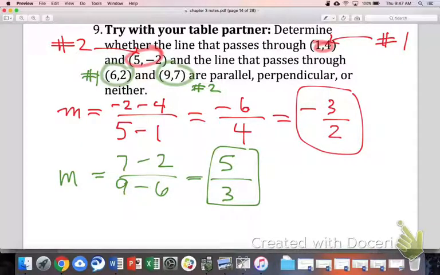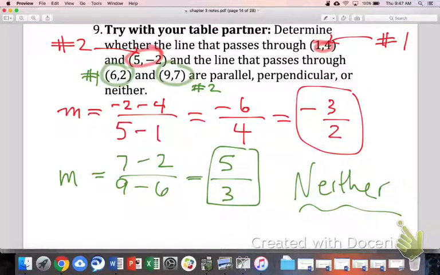7 minus 2 is 5 over 3. Okay, so I compare those two slopes. Are those the same slope? Definitely not. Are they opposite reciprocals? They are definitely opposite, aren't they? But they're not reciprocals, right? So the answer to this one would be neither. Neither parallel nor perpendicular. That would be the conclusion we'd have to draw there.